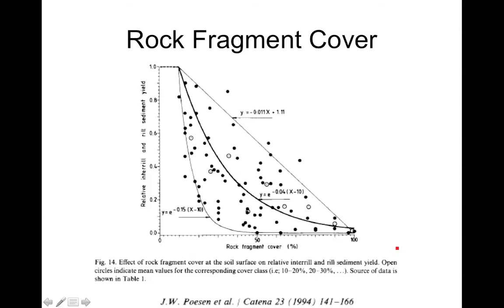So Poesen and his colleagues also looked at the relative interrill and rill sediment yields as a function of rock fragment cover. So with small amounts of rock fragment cover, the relative interrill sediment yield was 1, okay, so this is all relative to each soil, but 1 means it's a maximum, 0 means it's non-existent. And as they increased rock fragment cover, they saw a range of behaviours, but generally speaking, decreases in interrill and rill sediment yield as the rock fragment cover increased from 0% all the way through to 100%.